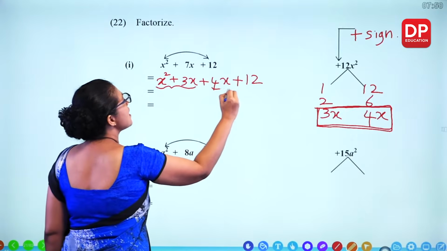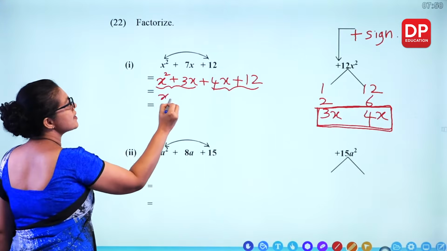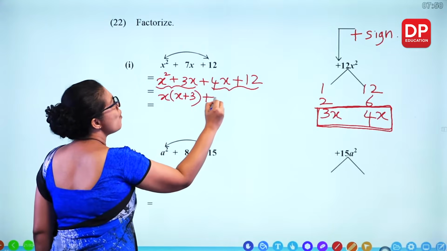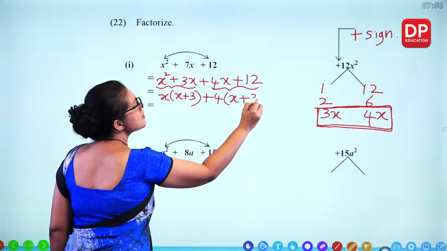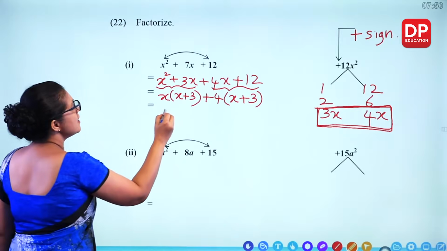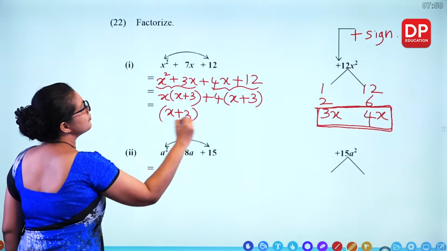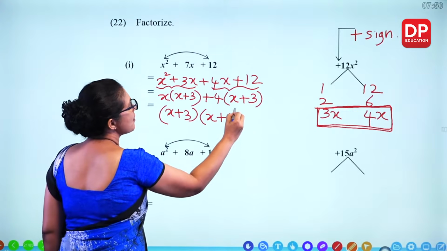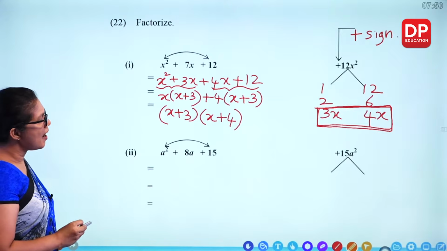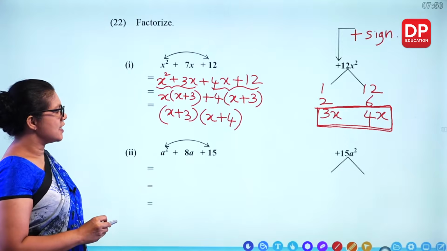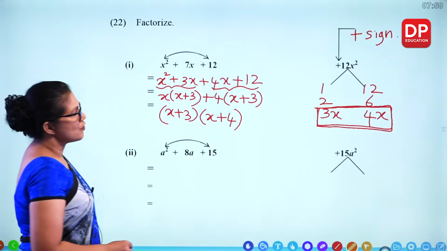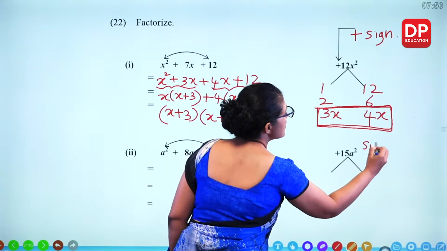Now take 2 at a time and factorize. When you take x out, you get x plus 3 there. When you take 4, you get x plus 3 because 4 times 3, 12. Now x plus 3 is common. Take it out. Then you get x plus 4. Now try this one. A squared plus 8a plus 15. So when you multiply these two, you get plus 15a squared. So the sign is positive.